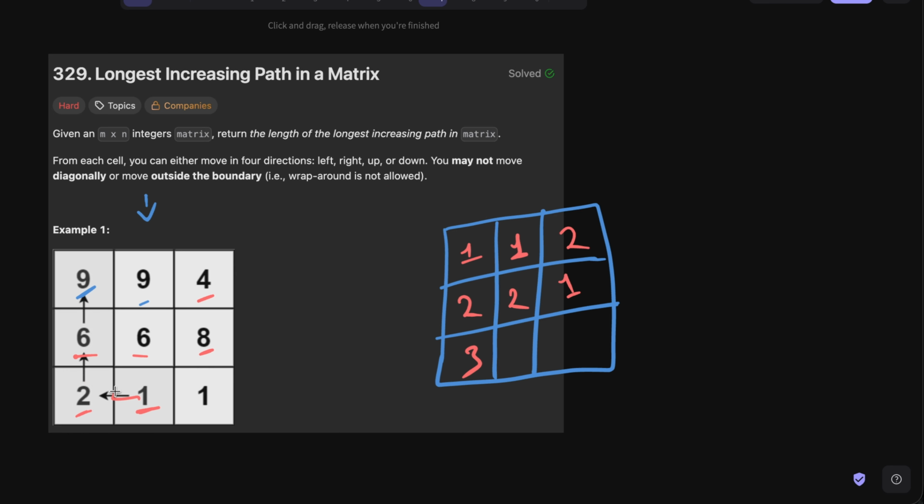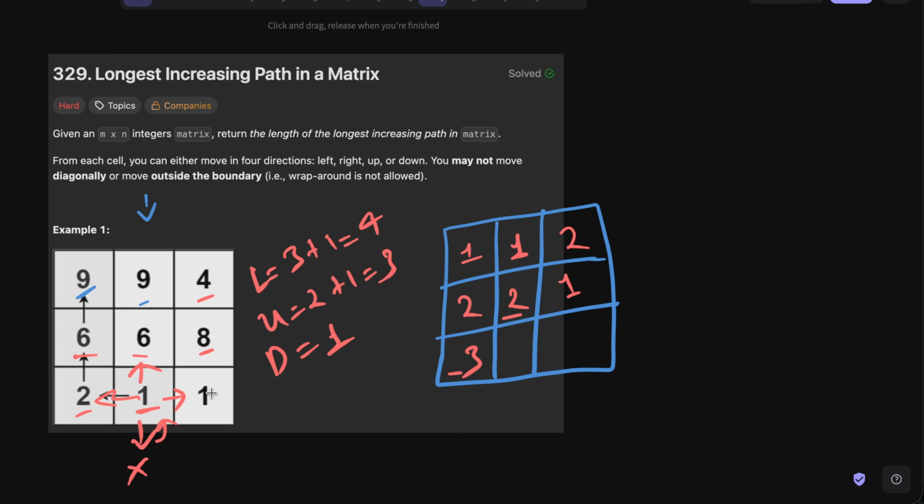Now we will reach this one. If I try to go to left, I will get this 3. So I will take 3 plus 1, that is 4. So the left candidate is 4. If I try to go up, I will get this 2 here, right? So the up candidate is going to be 2 plus 1 is equal to 3. If I try to go down, I will not have anything. It is out of bound, right? So I will get 1 back. So the down candidate is going to be length 1.